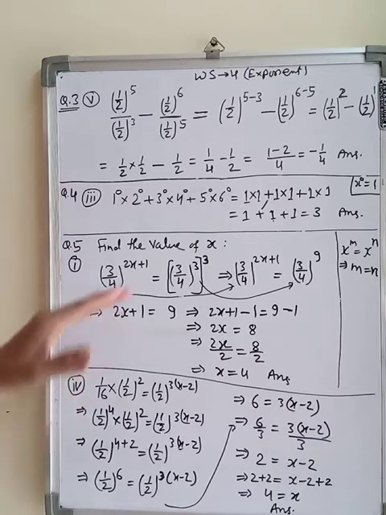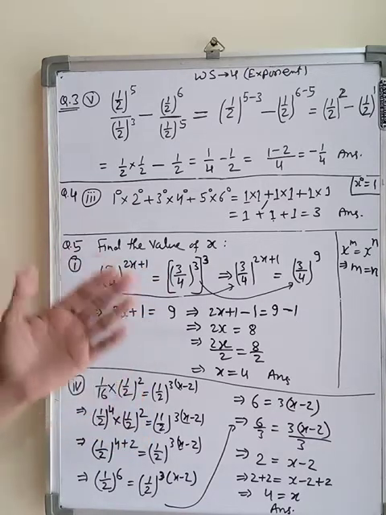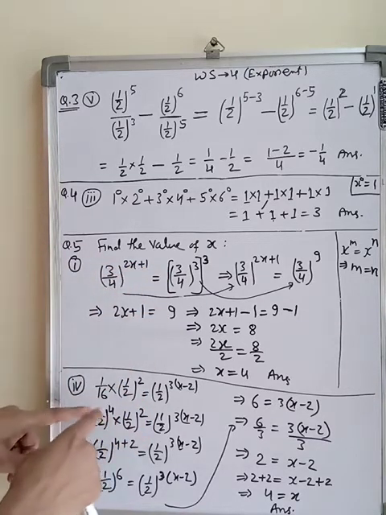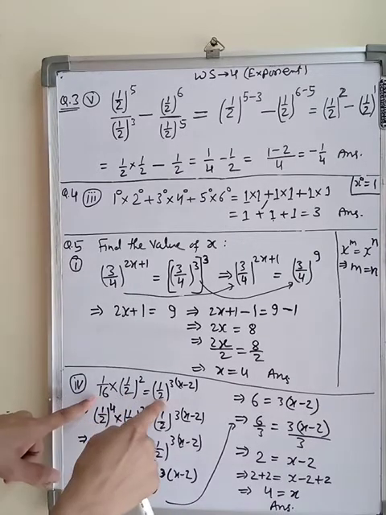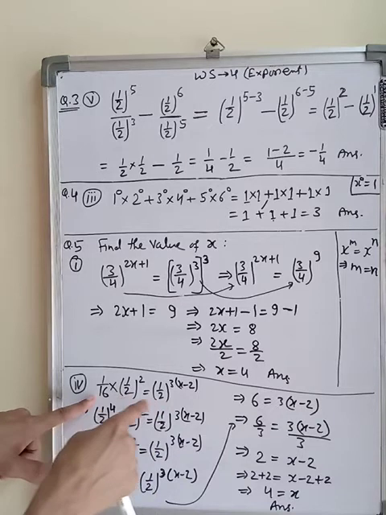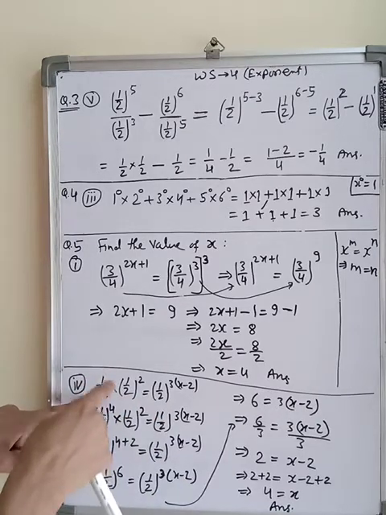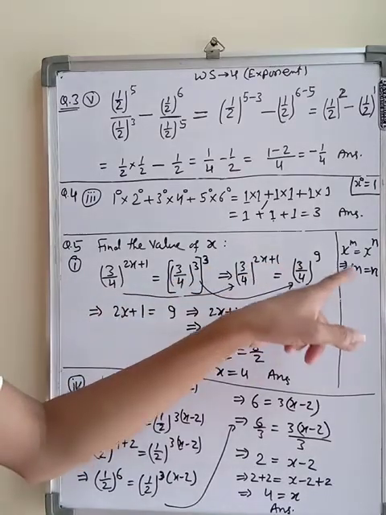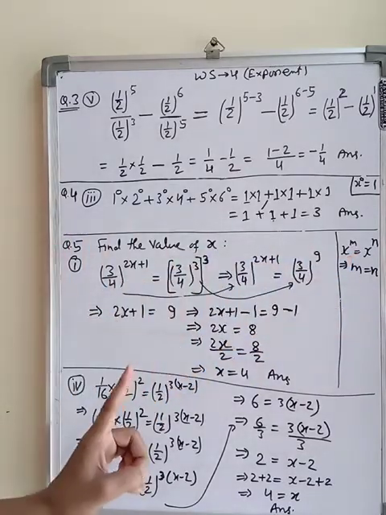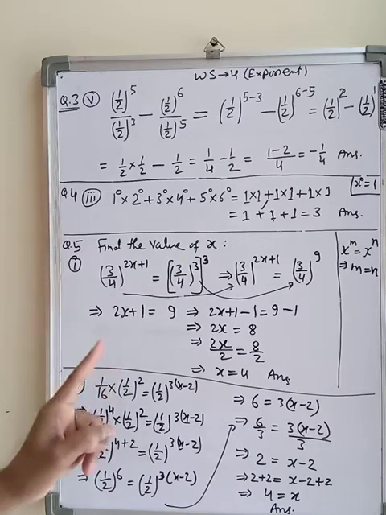Now I am solving question number 5, fourth part. This is also like the previous ones, only a little bit different. The different thing in this question is 1 upon 16, because in the others all the bases are 1 upon 2, but here no such base is given. So how do we convert it into this form?